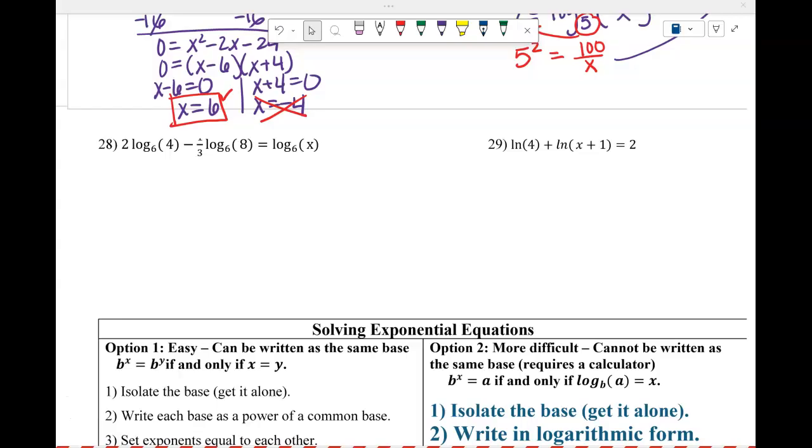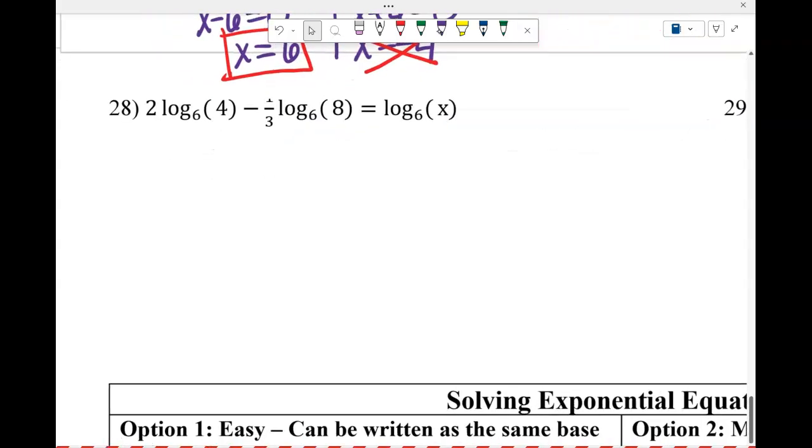Okay, we have 2 more in this set of questions. Now, on 28, it says 2 times log base 6 of 4 minus, that got cut off. I'm hoping it's 1/3, so I'm going to write 1/3 times log base 6 of 8 equals log base 6 of x. So guys, we have 3 logs, which means there are 2 on the left and 1 on the right, so we have to condense them. To condense them, let's use the power rule first by moving all the coefficients as exponents.